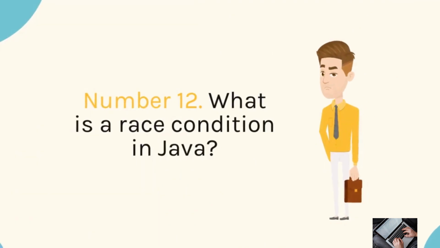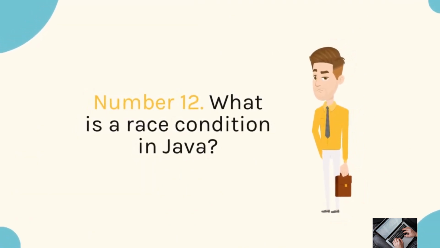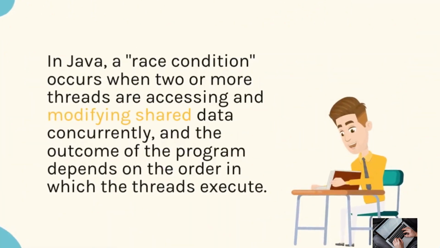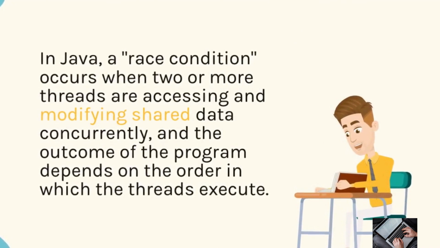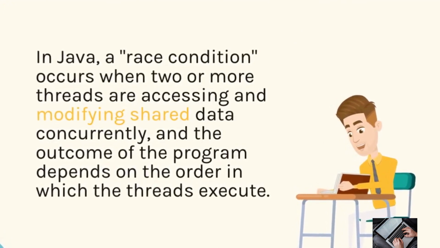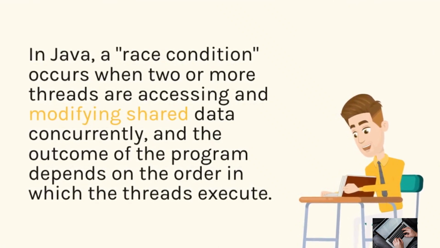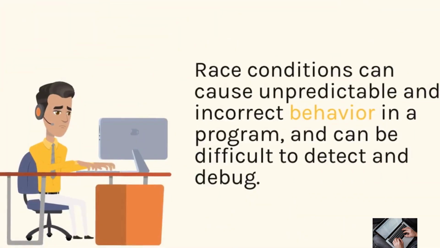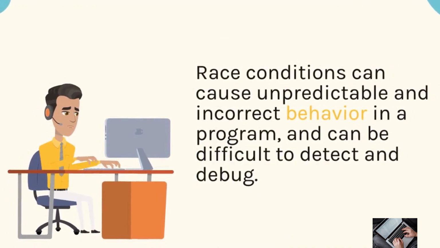Number 12. What is a race condition in Java? In Java, a race condition occurs when two or more threads are accessing and modifying shared data concurrently, and the outcome of the program depends on the order in which the threads execute. Race conditions can cause unpredictable and incorrect behavior in a program, and can be difficult to detect and debug.